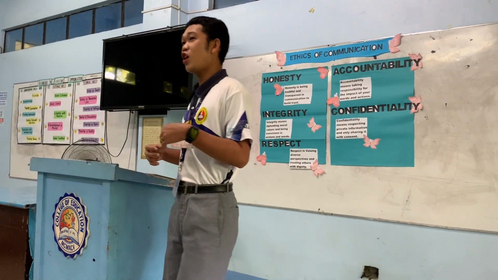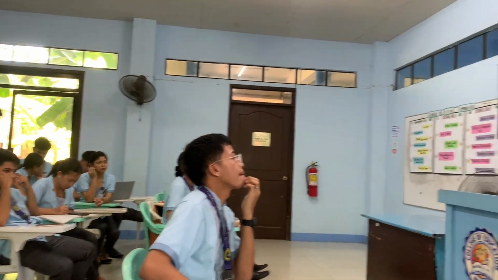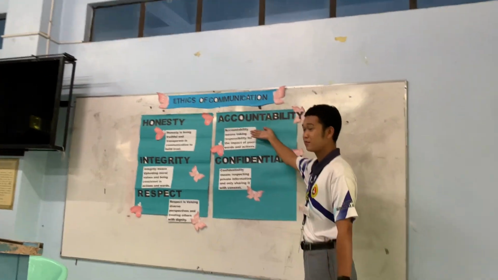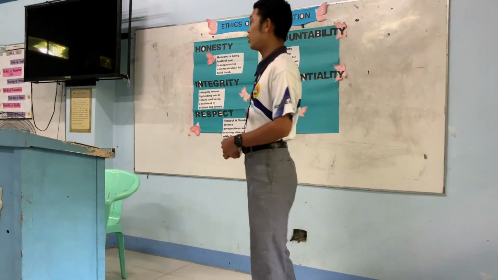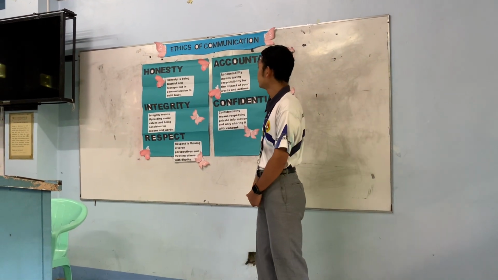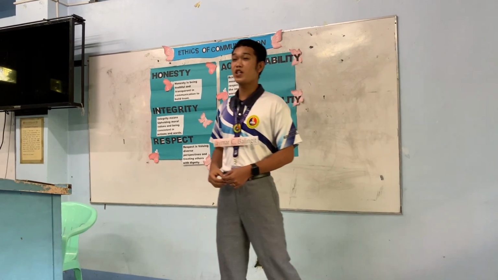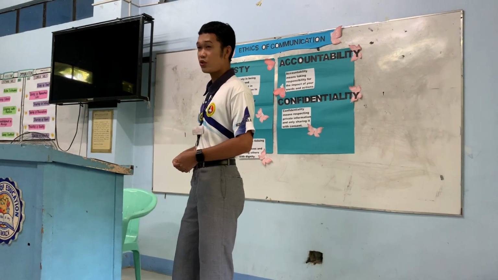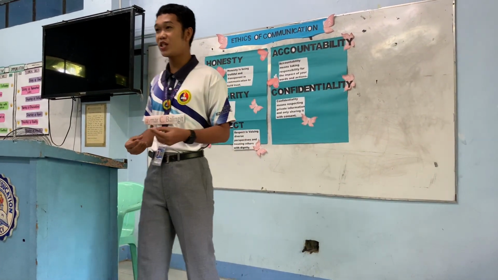So the ethics of communication encompasses 5 aspects, and these are honesty, integrity, respect, accountability, confidentiality. And now we're going to tackle first the honesty. Please read. Honesty is being truthful and transparent in communication to build trust. So honesty in communication is being truthful, being straightforward to what you say by ensuring that your words are accurately reflected to your actions and intentions.